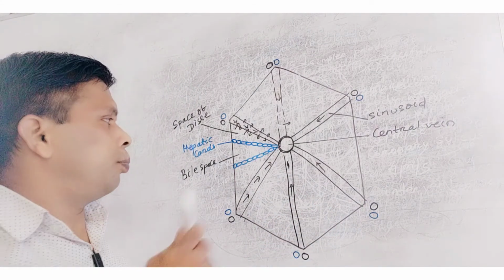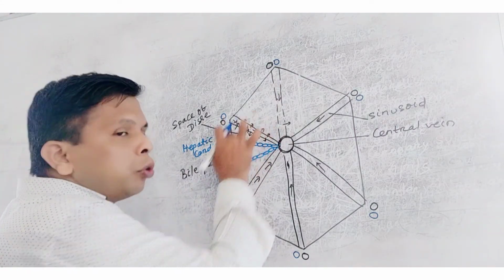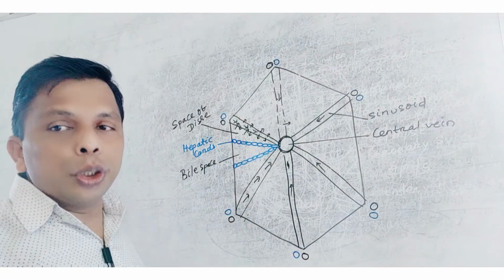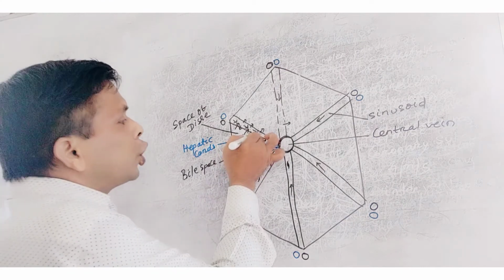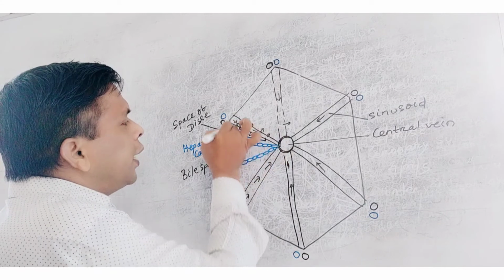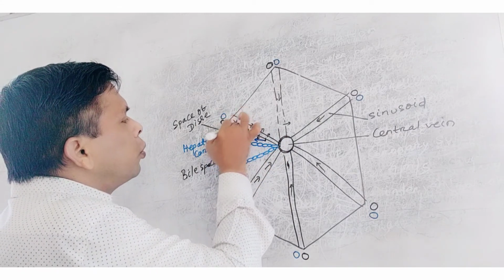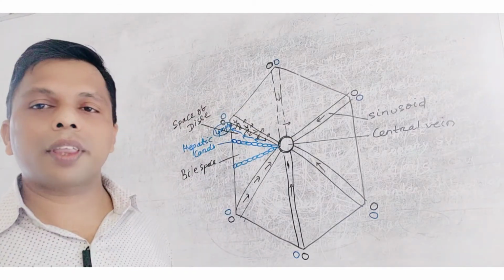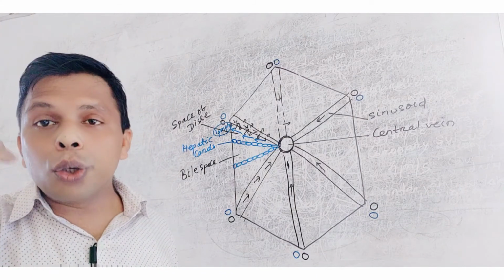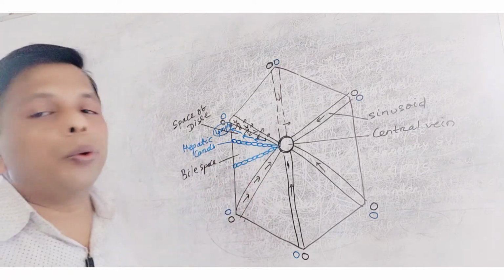Clear? But not all the fluid which comes out of the sinusoid enters again into the sinusoid. Some remains and moves in this direction to the lymphatic system. Clear? That is a centrifugal flow, from the center outward.